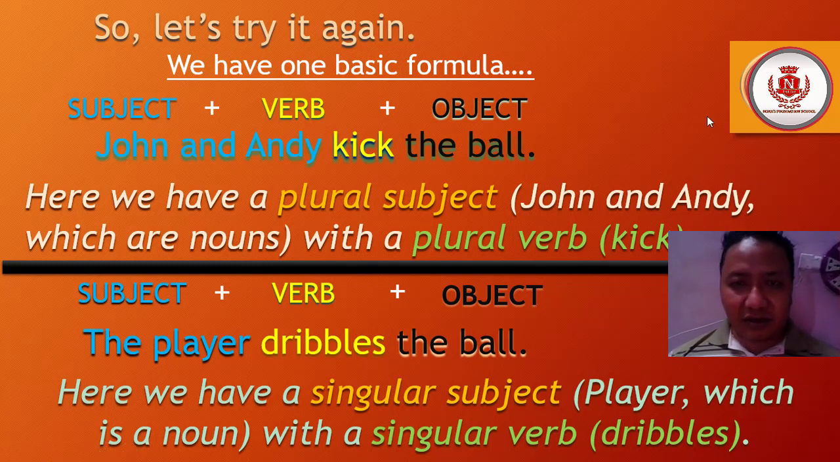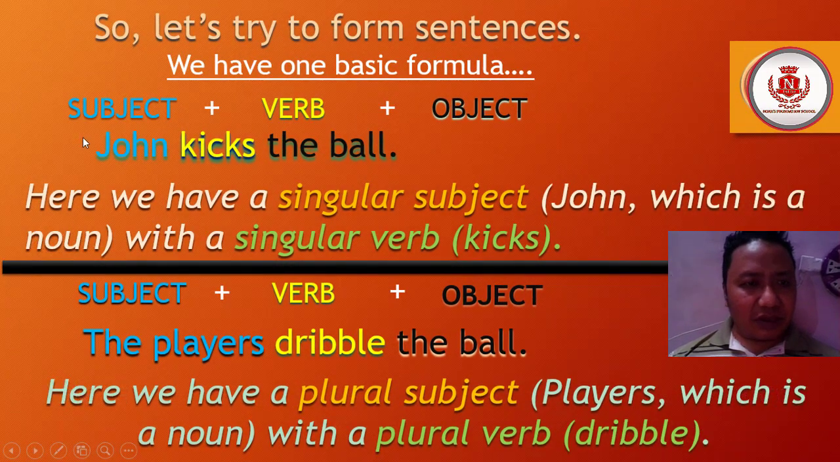Remember that. Here, John kicks the ball. John is a singular subject and kicks is also a singular verb with an S. Here, the players. It's a plural subject, so the verb also has to be plural. But in plural verbs, we don't have an S. Right? So, it's quite easy if you listen carefully.